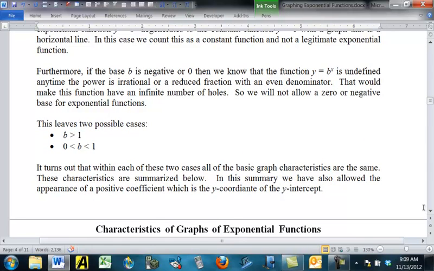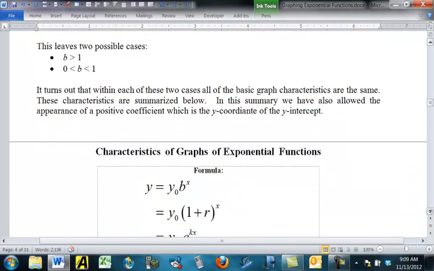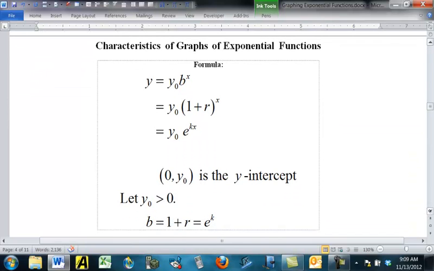That would be like the y equals 2 to the x example we had, or a base between 0 and 1. That's like the example y equals 1/2 to the x. So all the basic characteristics within these two cases are basically the same, and so let's take a look at what happens. I'm going to generalize a little bit by including a coefficient of y sub 0. And there are three good forms of the formula that we're going to be talking about.